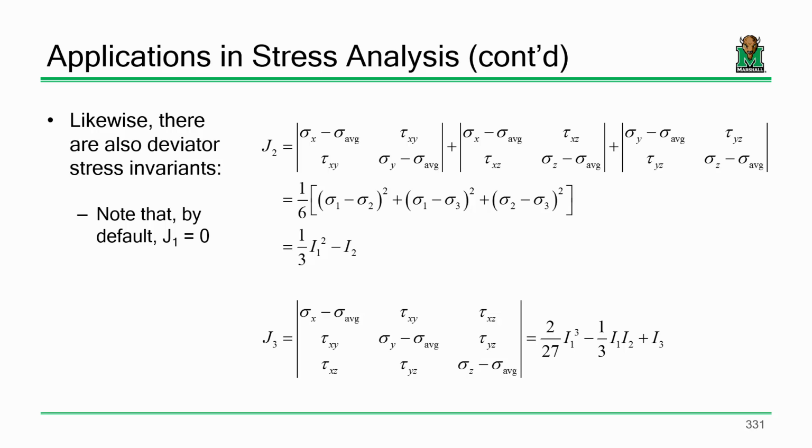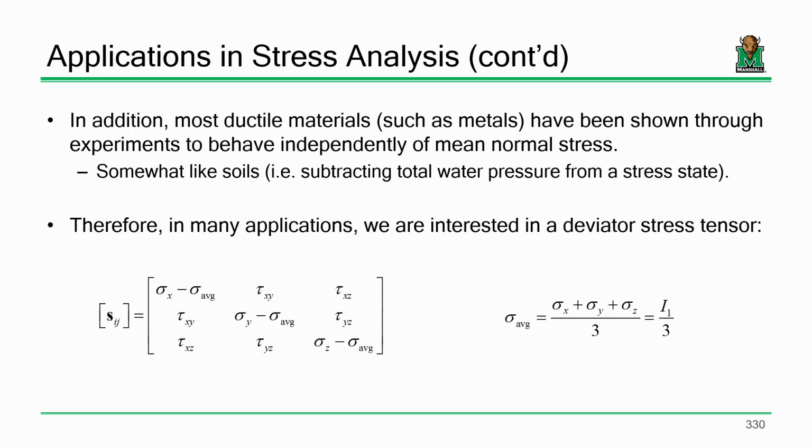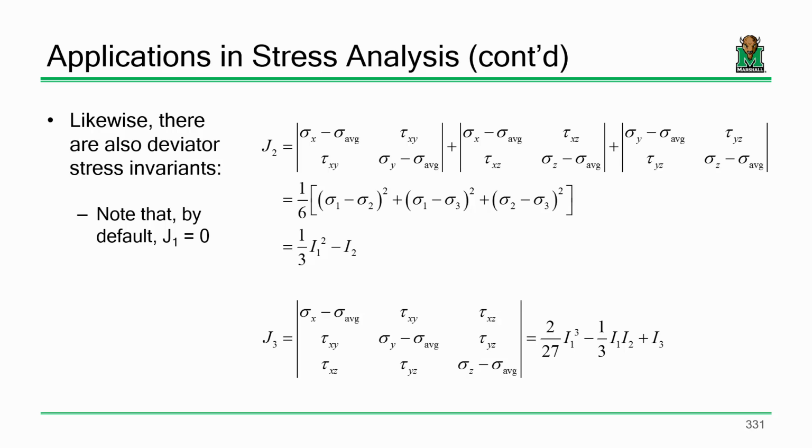Now, if you think about it, that I1 was the sum of the terms along the main diagonal. What would the sum of the terms along this main diagonal be? Think about it. If I took this plus this plus this, I would have sigma x plus sigma y plus sigma z minus 3 sigma averages. So minus 3 of these. So what would the sum along the main diagonal be? 0. It'd be 0. So what is J1? J1 is 0. It's always 0 by default.